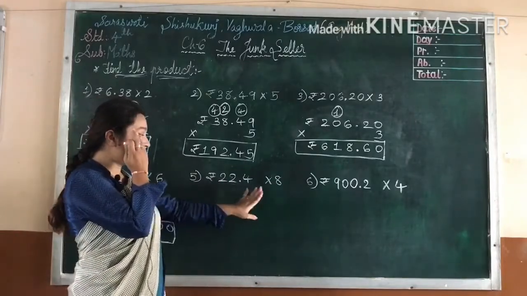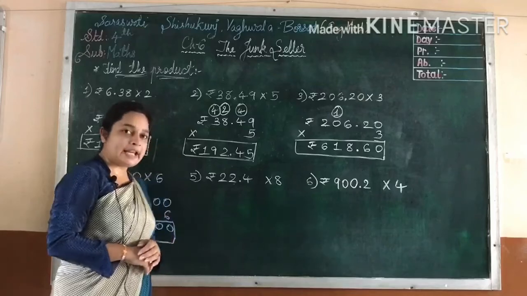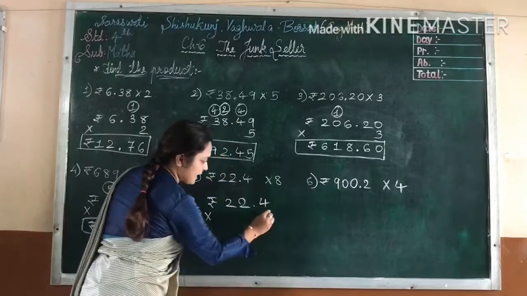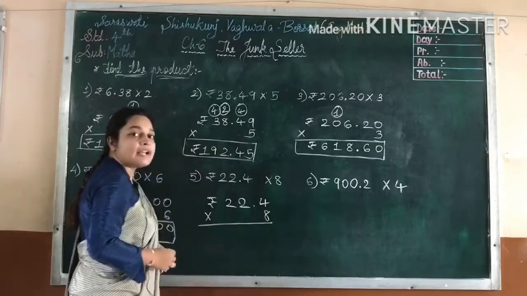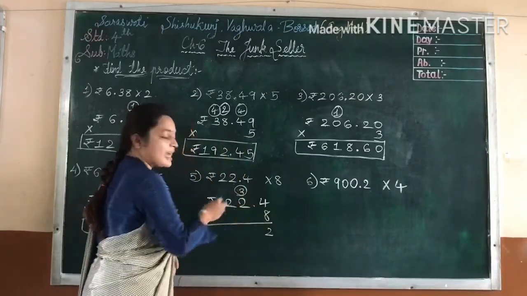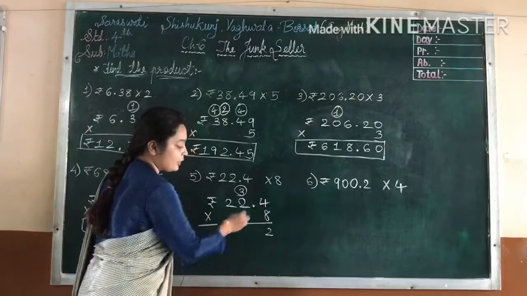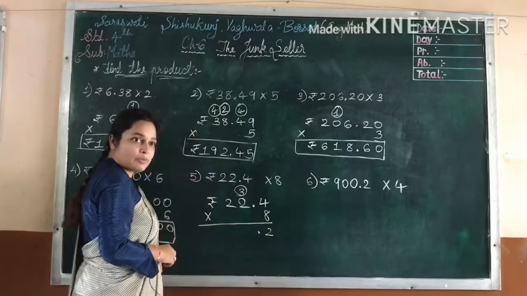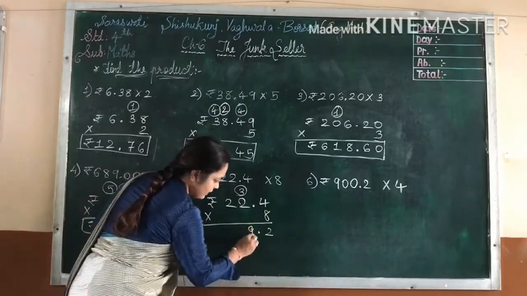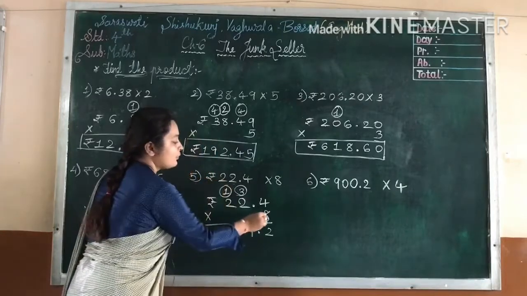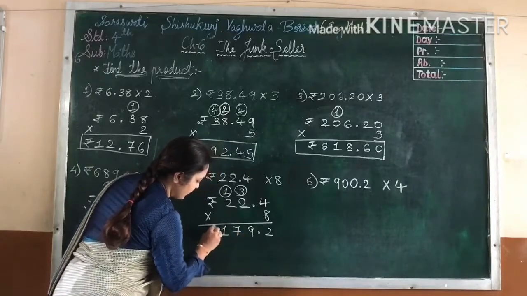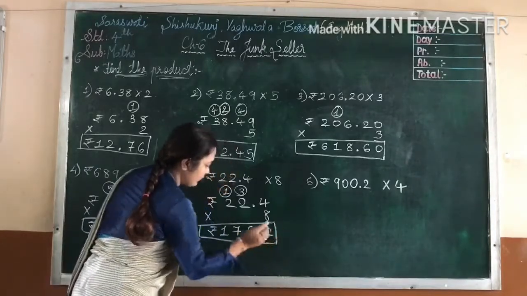Okay, number 5 is there. Rupees 22.4 multiplied by 8. So let's solve that. Rupees 22.4 multiplied by 8. 8 4s are 32. 2 downside, 3 carry goes on 2. 8 2s are 16, but before that look, decimal point is given, so we will keep here decimal point. Okay, now 8 2s are 16. 16 plus 3, 19. 9 downside, 1 carry goes on 2. 8 2s are 16 plus 1, 17. And here rupees sign.